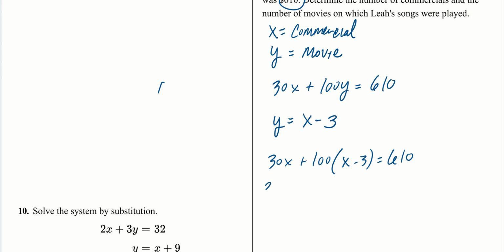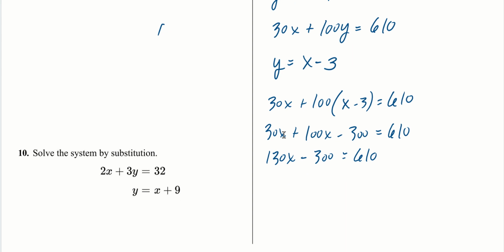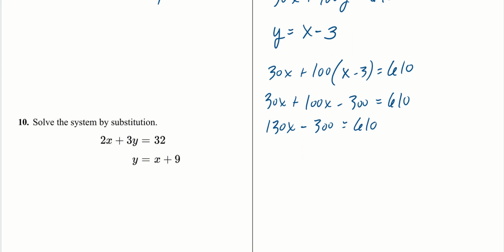Okay, so I can do 30x plus, I'm going to distribute this 100. 100x minus 300 equals 610. I'm going to combine like terms and get 130x minus 300 equals 610. I'm going to add 300 to each side. So 130x is equal to 910.